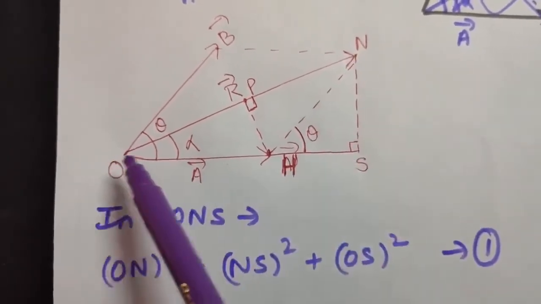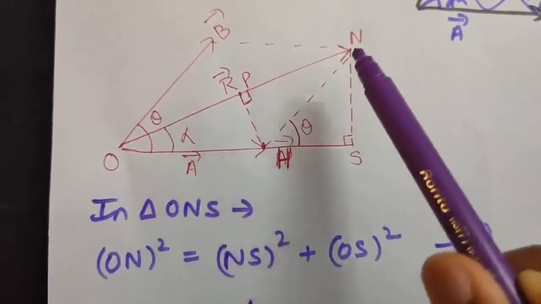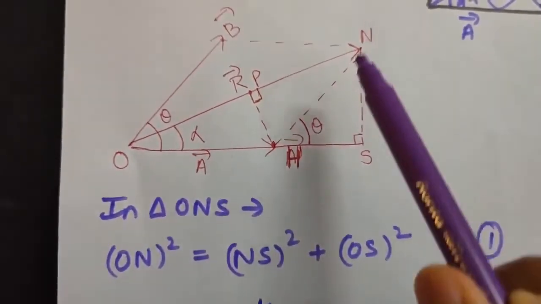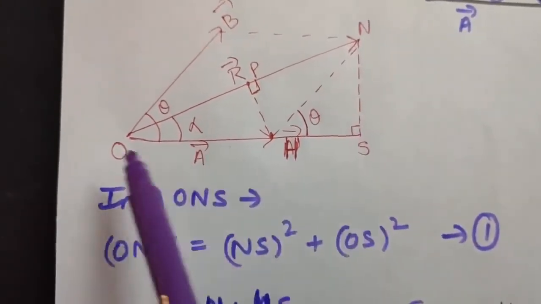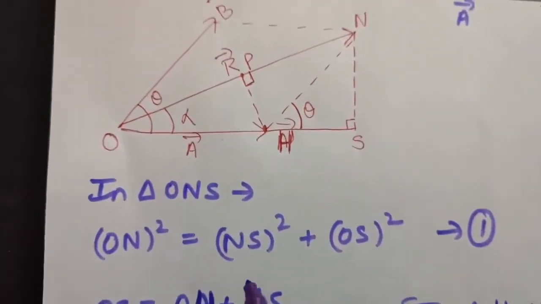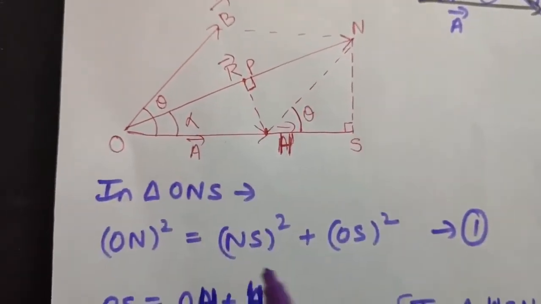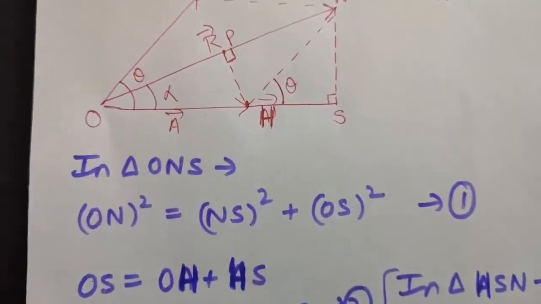ONS. This is a right angle triangle. So if I use Pythagoras theorem, ON square will be equal to NS square plus OS square. Now, ON is nothing but R. So now let us calculate NS and OS separately to get the value of R.